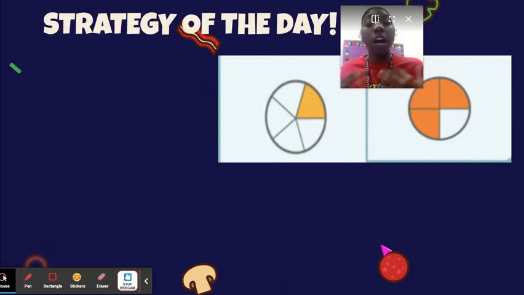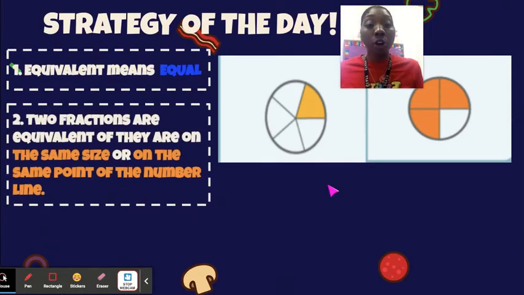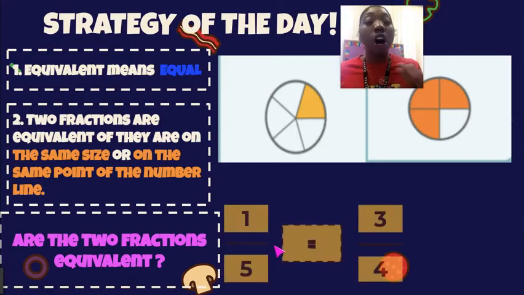So remember, we are thinking, are these two figures equivalent? Equivalent means equal. And you know two fractions are equivalent if they are the same size and they take up the same amount of space in a figure, or if they're on the same point of a number line. And so my question is, are these two fractions equivalent? Is 1/5 equal to 3/4?